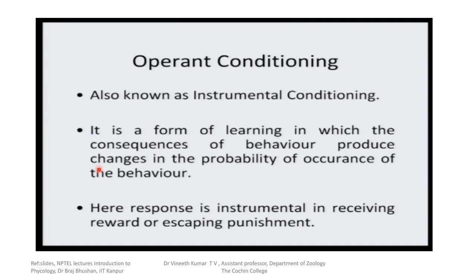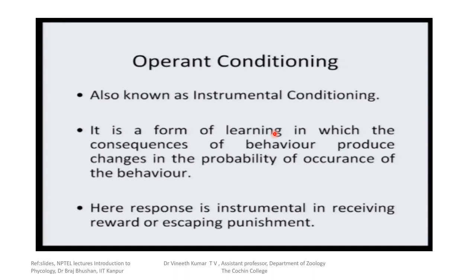This is also called instrumental conditioning, because it is a form of learning in which the consequences of the behavior produce a change in the probability of occurrence of the behavior. That's why it is called instrumental: this type of learning depends upon the consequence. Consequence means what we discussed in the previous slide, whether it is positive or negative.